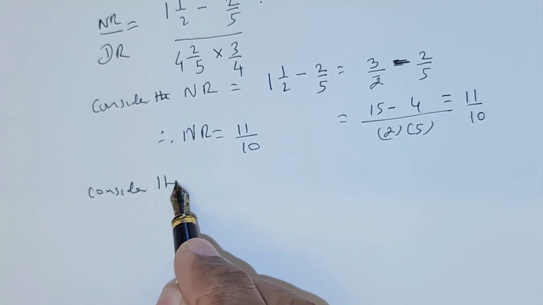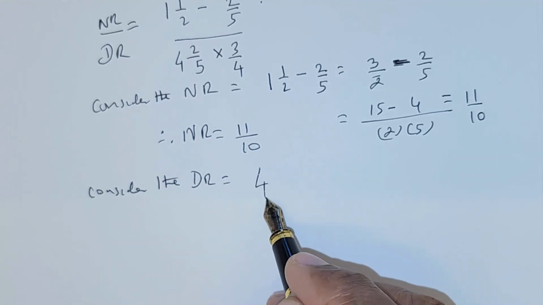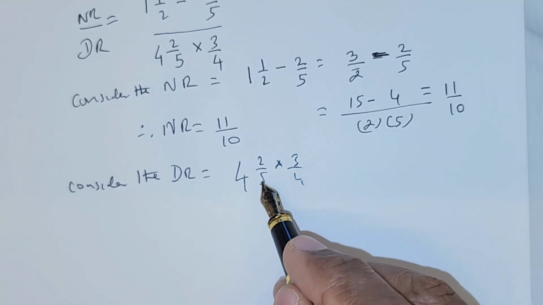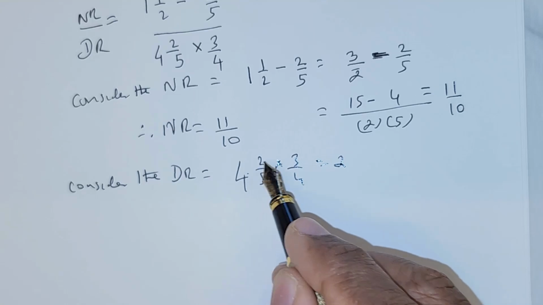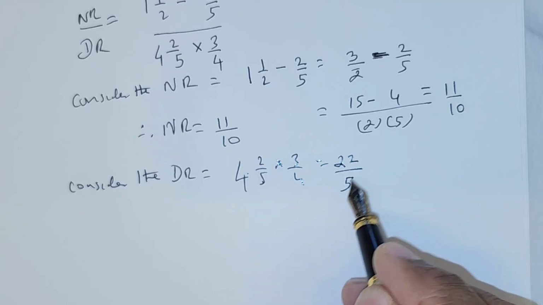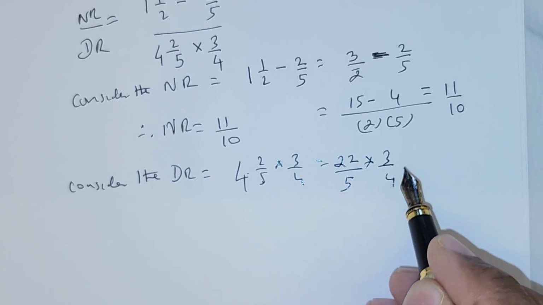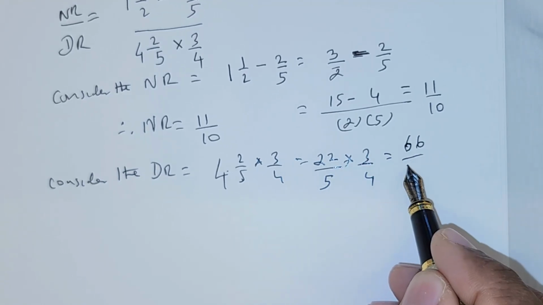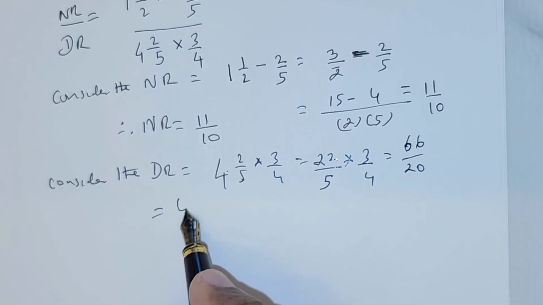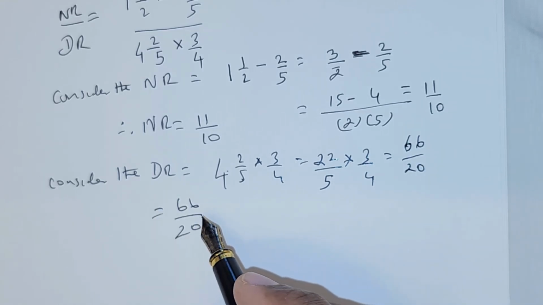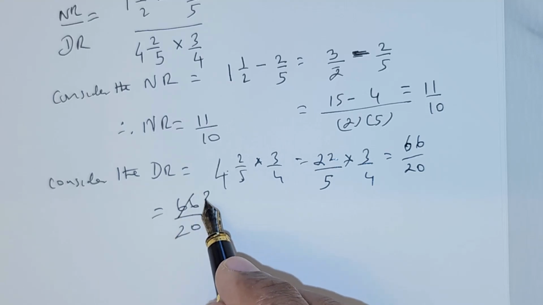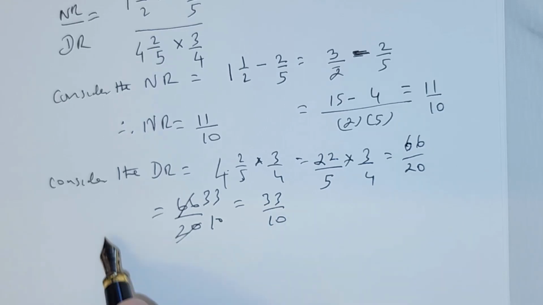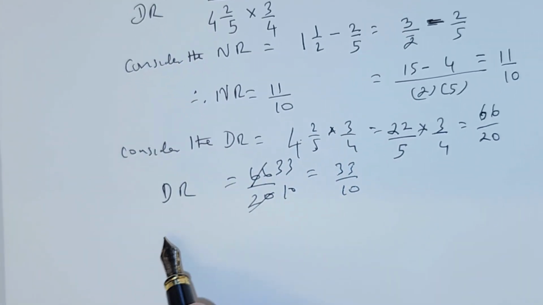Now you consider the denominator. What is the denominator? 4 2 over 5 multiplied with 3 over 4. 5 4s are 20, added with 2 is 22, divided by 5, multiplied with 3 over 4. 3 times 22 is 66. 5 times 4 is 20. Now you have 66 divided by 20. I can reduce this by 2: 33 over 10. So this is the denominator part.